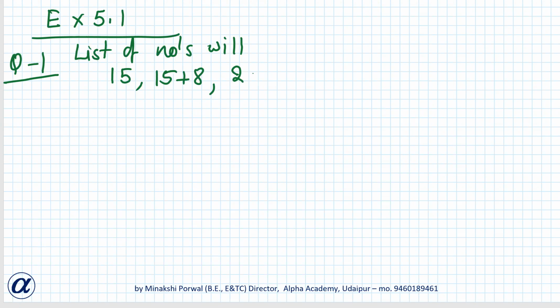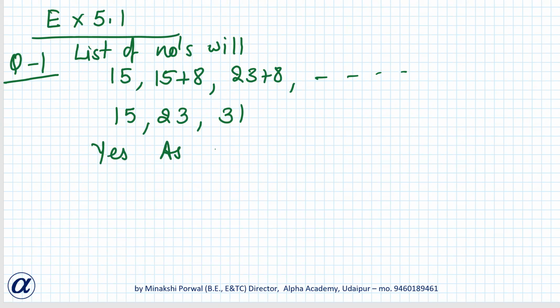So 15 plus 8 is 23 plus 8 and so on, because for every increase in kilometer, rupees 8 will be added. So 15, 23, 31. So yes, as the common difference will always be 8, it is an AP, as D is equal to 8, or you can write yes, it is an AP where A is 15 and D is 8. Okay, first part.